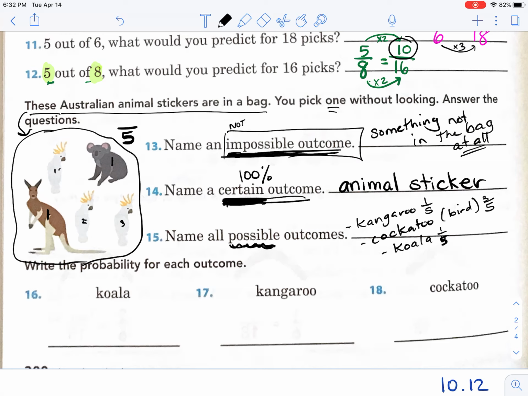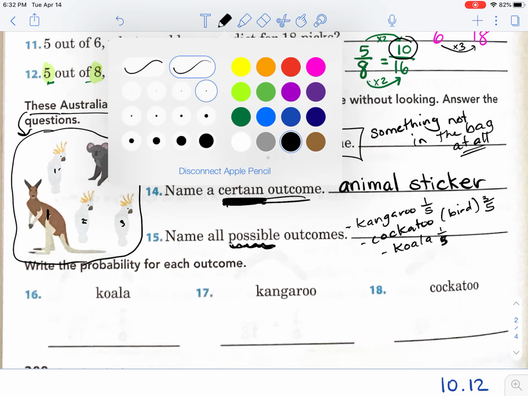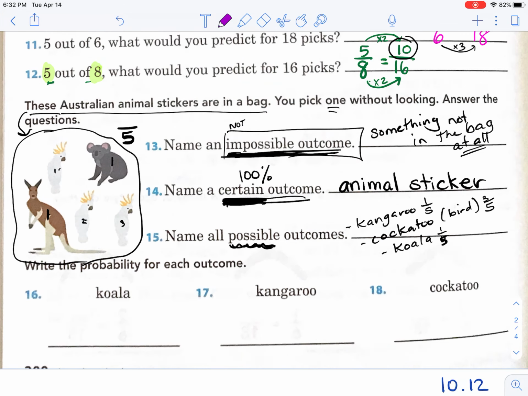Now on this line, if you wanted to write something silly like a car sticker or something random, please do that. So write the probability of each outcome. I kind of answered that already for you, but let's look at it again. So the koala, we know that all of these are out of how many stickers? 1, 2, 3, 4, 5. Everything is going to be out of 5. No matter what, that's our denominator because that's how many stickers there are.